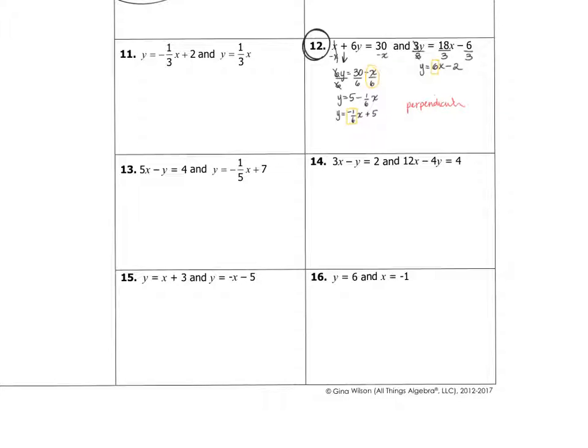Now that you have tried 11, 13, and 15, you would have found that 11 is neither, because they're not opposite reciprocals and they're not the same. 13 is perpendicular. You should have gotten a slope of 5 for this equation and a slope of negative 1/5 for this equation. And 15 is also perpendicular. You should have had a slope of 1. Well, you could see it right there. Your slope of 1 for the first equation and your slope of negative 1 for the second equation.